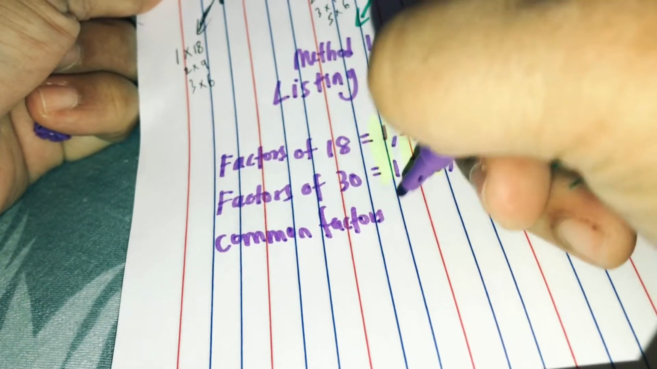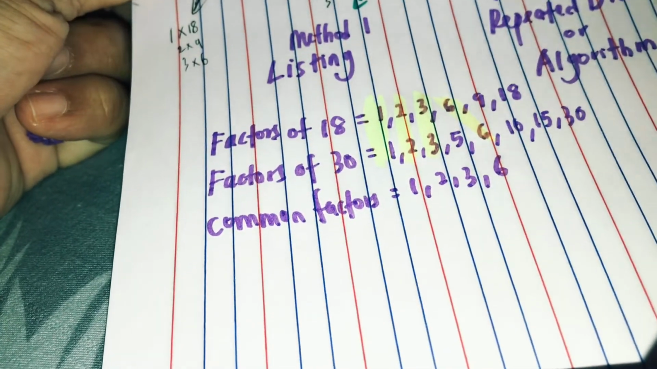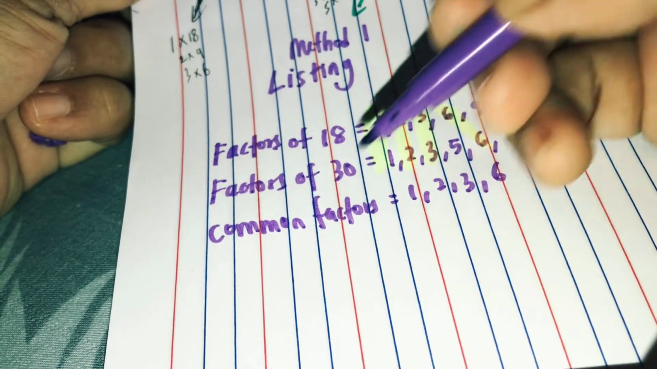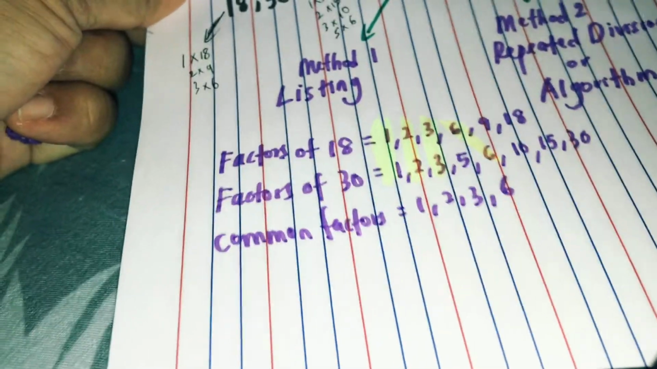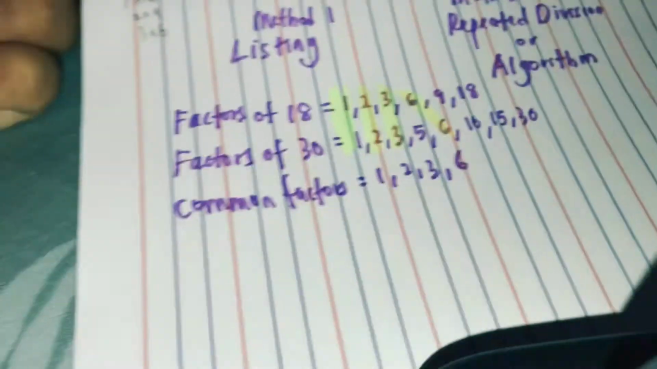So common factors: 1, 2, 3, 6. Okay, common factors 1, 2, 3, 6. Now the question wants to find the highest common factor, right?